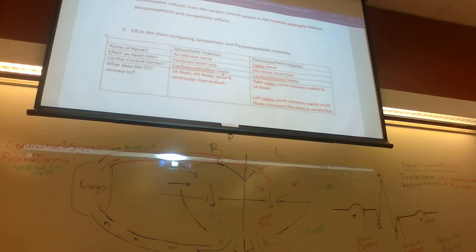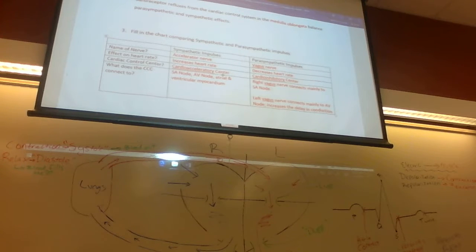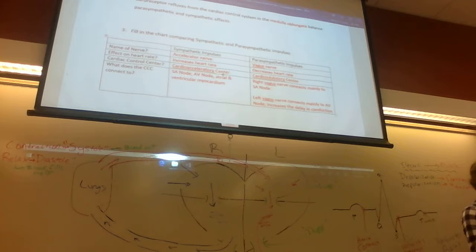What does the cardiac control center of the parasympathetic pathway connect to? Well, the right vagus nerve connects to the SA node mainly. So even though it's parasympathetic, it connects to the SA node, which is a little bit confusing because the sympathetic and the parasympathetic are connected both to the SA node and the AV node, but still, one says speed up, one says slow down. Does that make sense? So the right vagus nerve connects to the SA node, while the left vagus nerve connects to the AV node.